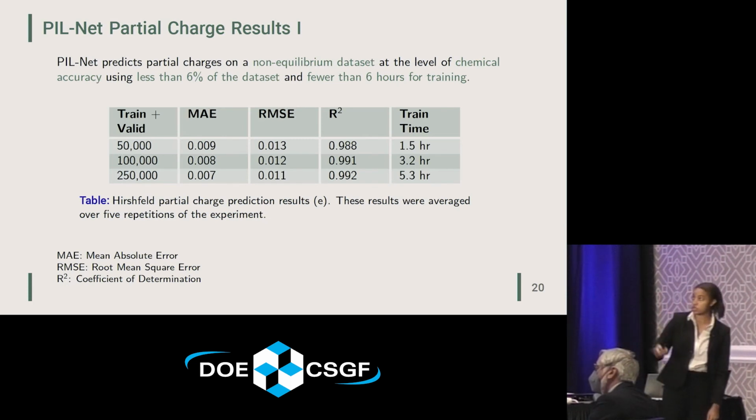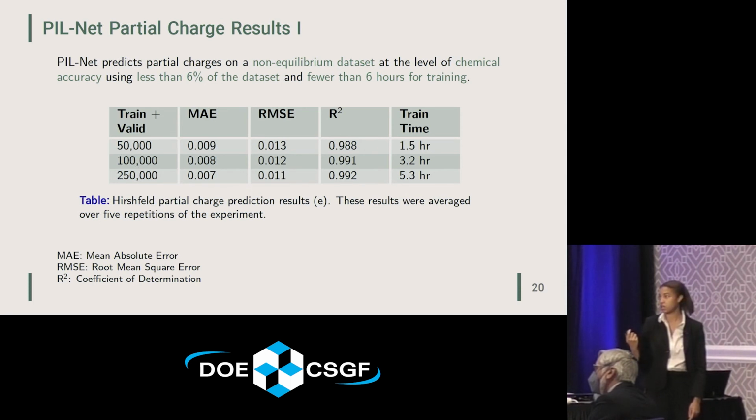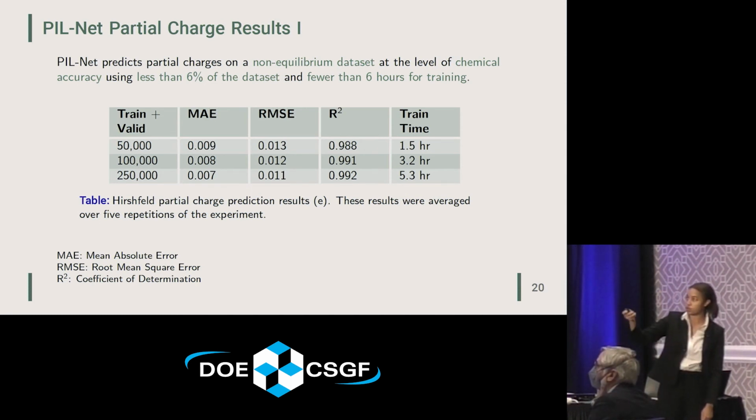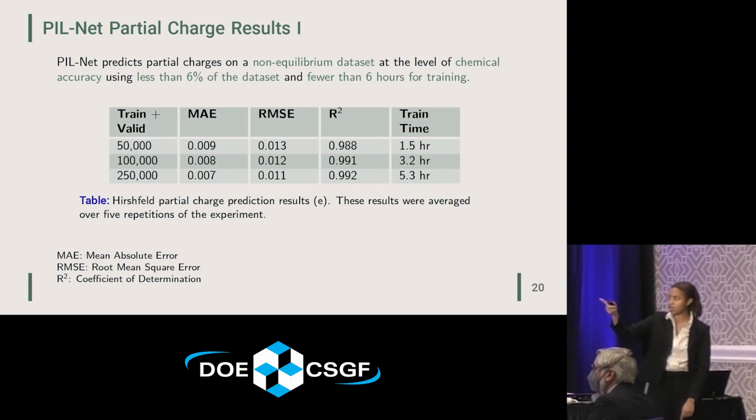So here are the main results. The tagline is PLNet predicts partial charges on non-equilibrium data sets at the level of chemical accuracy using less than 6% of the data set and fewer than 6 hours for training. If you look at the table, there are 3 training set sizes that we have, including the validation set size, which consists of 5,000 molecules. Within each of these rows, this is an average over 5 different repetitions of the experiment with different splits of the data set. If you look at the MAE column, all of these numbers are below that 0.01 chemical accuracy number that we were targeting.